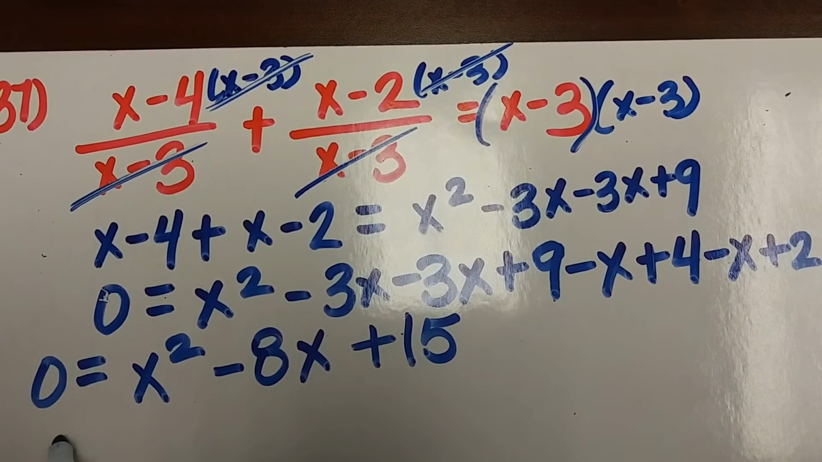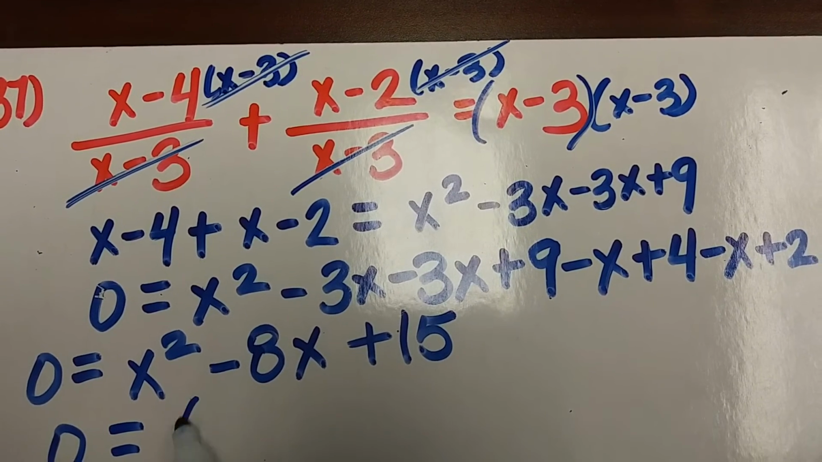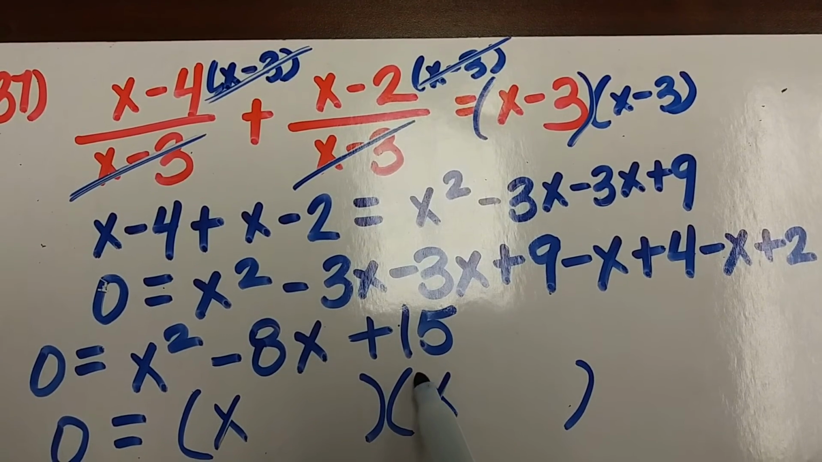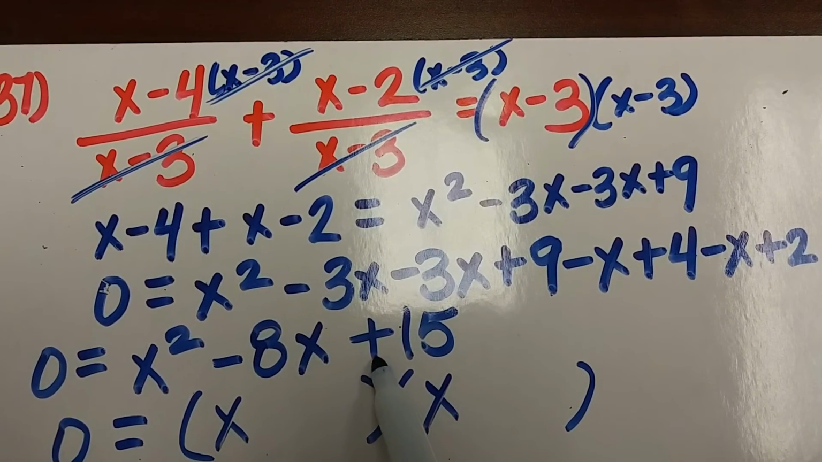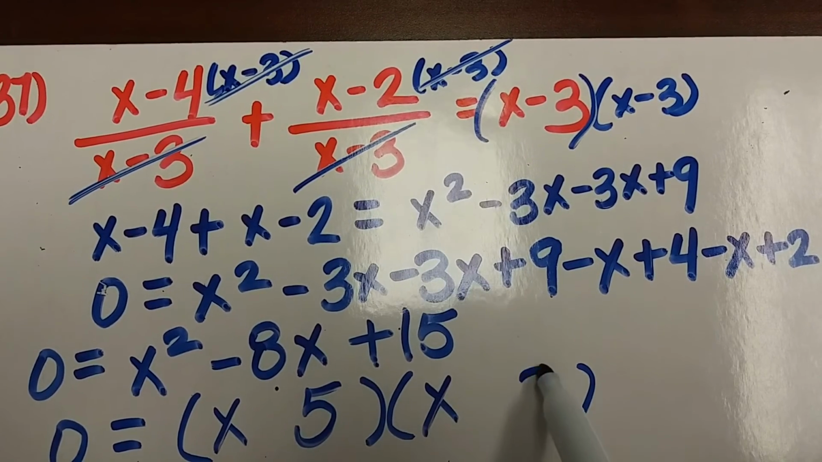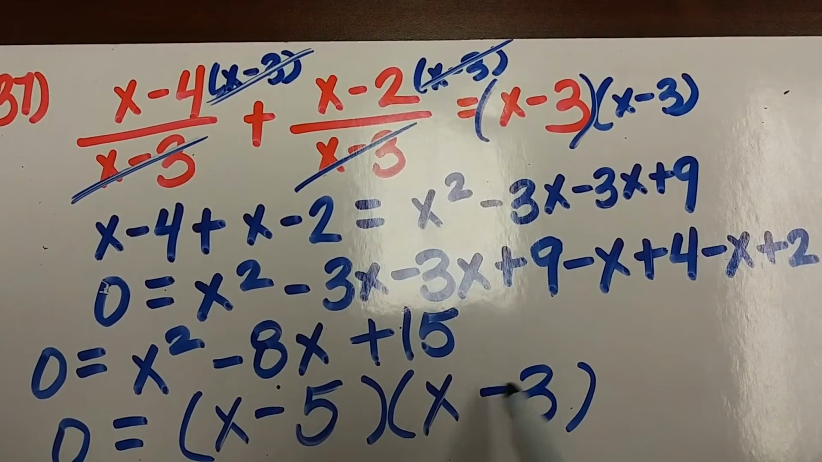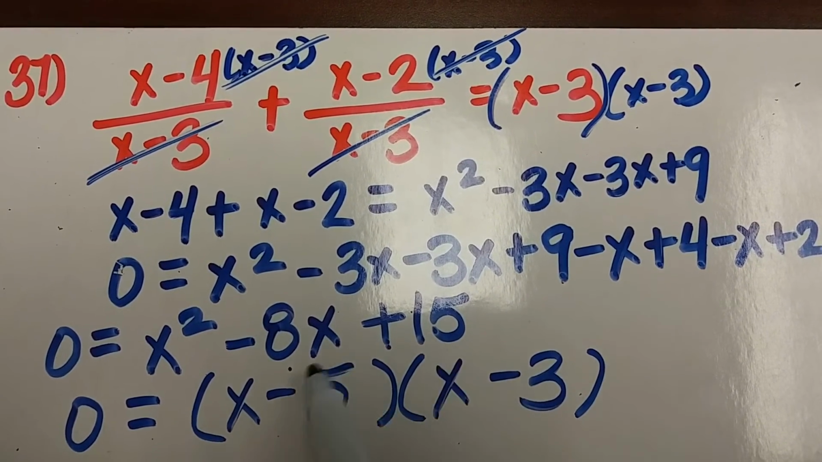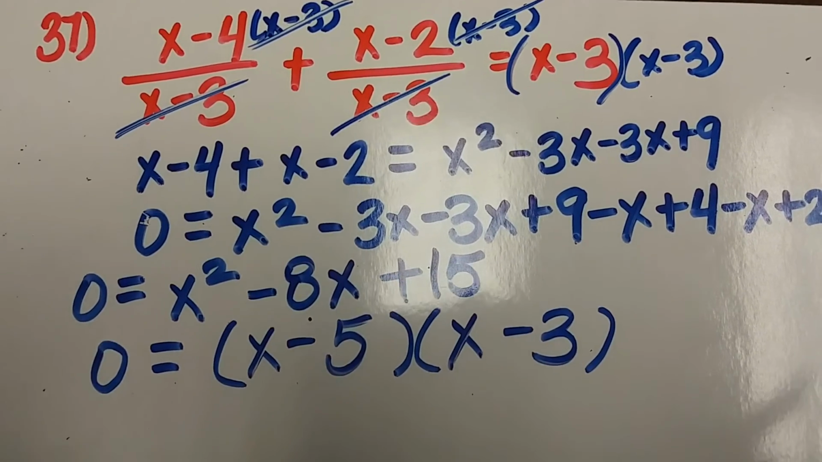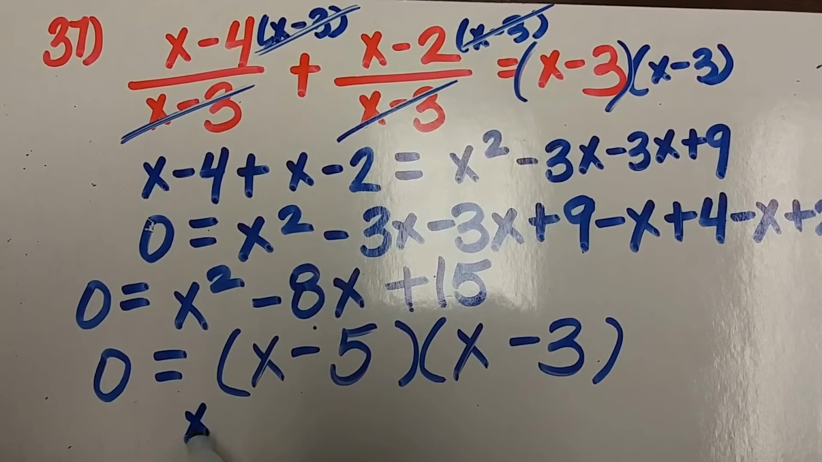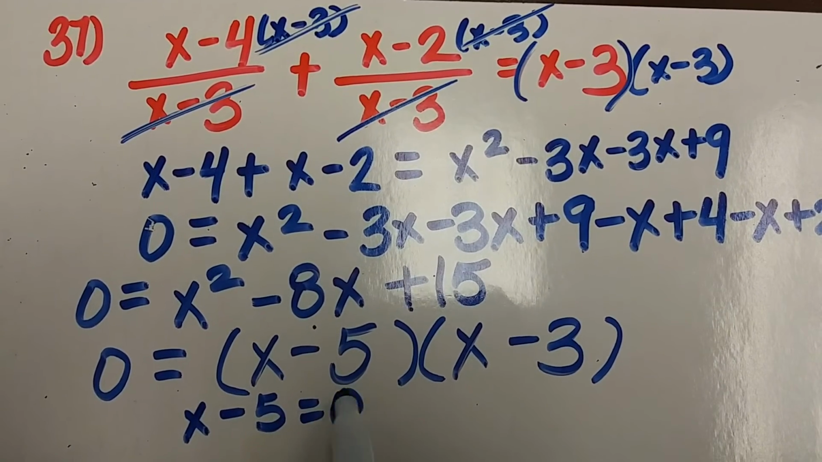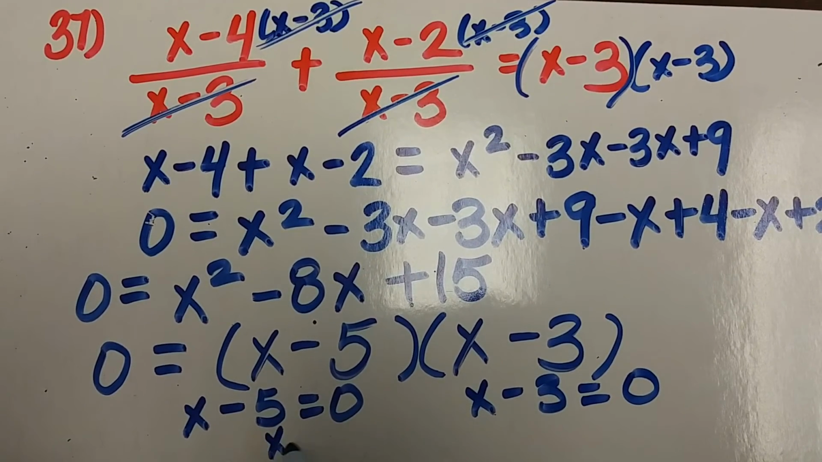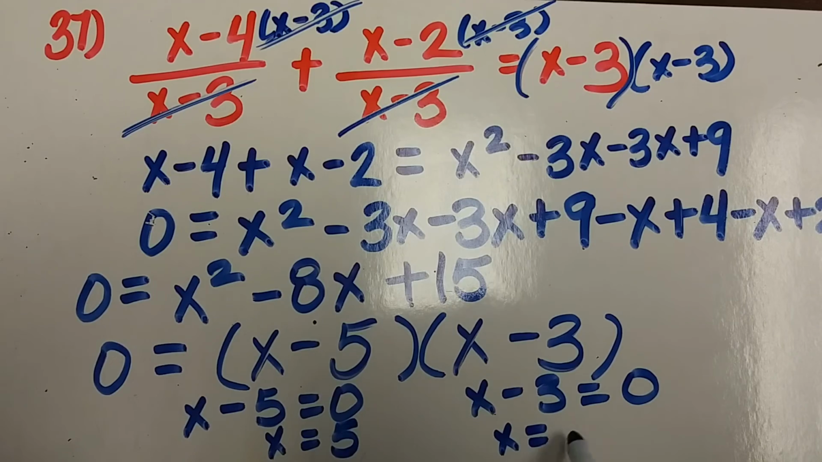Let's keep moving. We have 0 equal. I'm going to have 2 answers for x. I'm going to factor. I have x times x. What will multiply to give me 15 and add to give me 8? 5 times 3 is 15. Negative 5 minus 3 is negative 8 in the middle. Now, this is in factored form. So you take each part and set it equal to 0 and solve for x. X minus 5 equals 0. X minus 3 equals 0. So x equal 5. X equal 3.